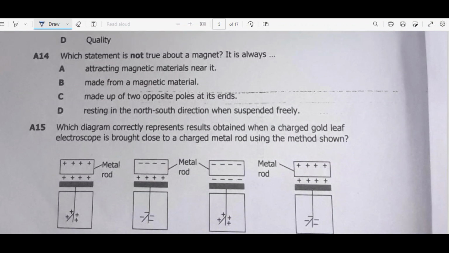14. Which statement is not true about a magnet? A. Always attracting magnetic material near it. Yes. B. Made from a magnetic material. Okay, let's first put a question mark here. C. Made up of 2 poles, 2 opposite poles. Yes. D. Resting in the north-south direction when suspended freely. Yes. So to be honest, they are all true statements, but the one that we can go for is just this B.